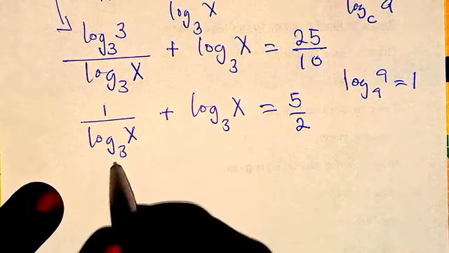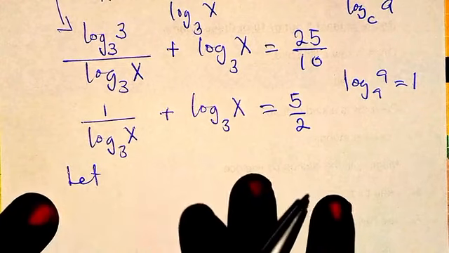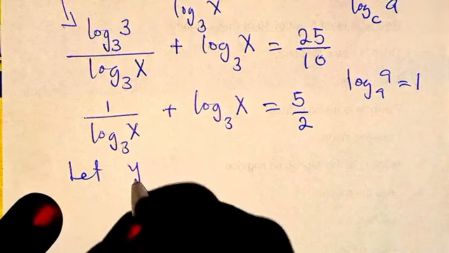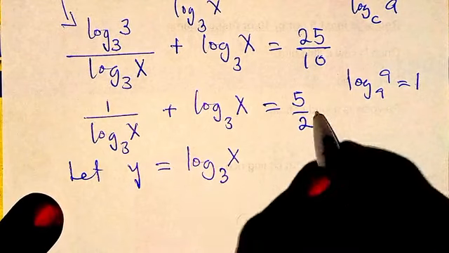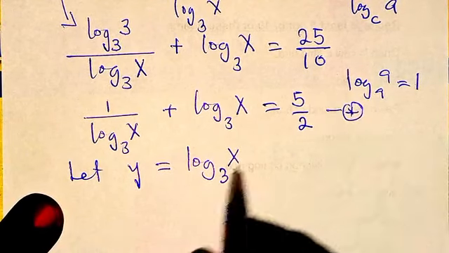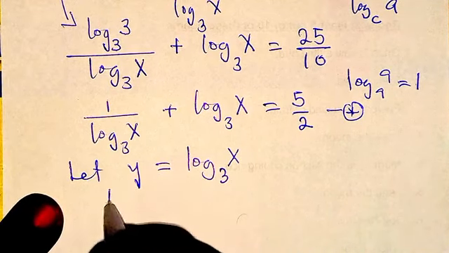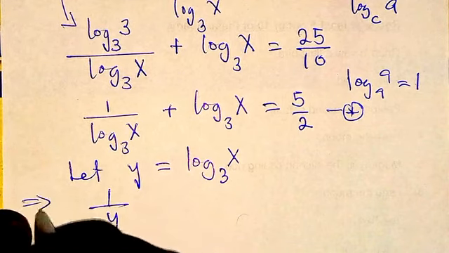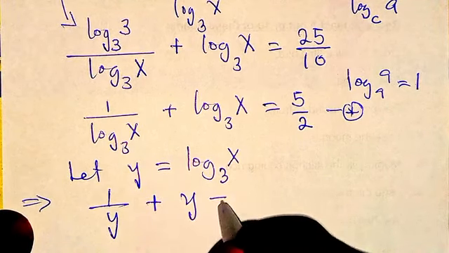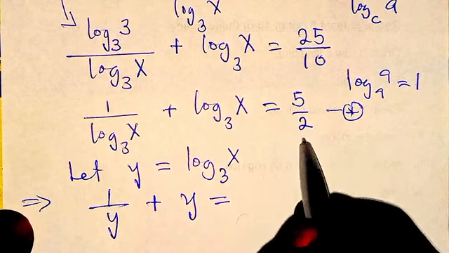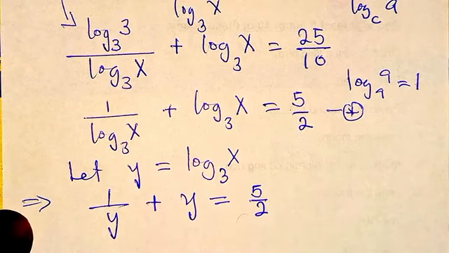Now here we want to clear out this fraction, but before that let's introduce another variable. Let y be equal to log of x base 3. So now from this equation, anywhere we see log of x base 3, we replace it by y. So we're going to have 1 over y plus y equals 5 over 2. Are you getting it now?